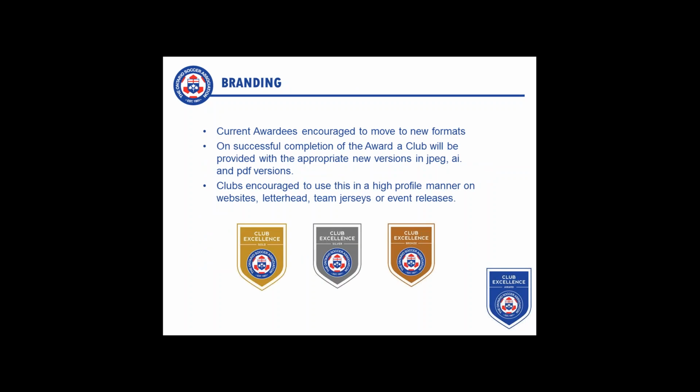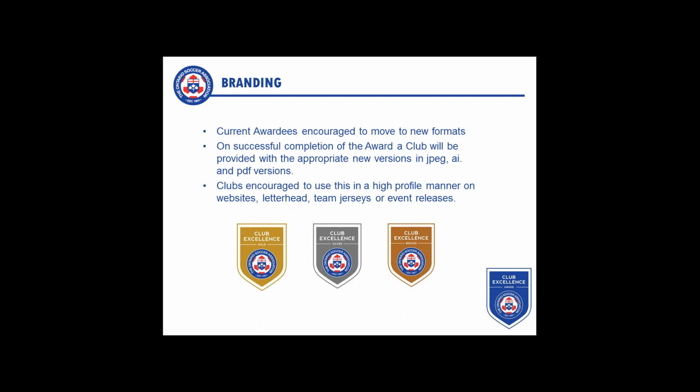So the branding of the Club Excellence Program. Now the three different areas of gold, silver, and bronze may look different to those who have been a part of the program for a couple of years, or are new to the program. So our current awardees are encouraged to move to the new looking logos of the Club Excellence Program.